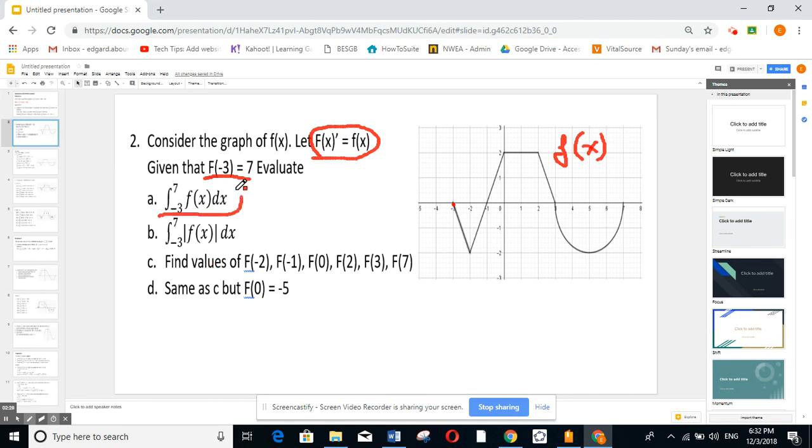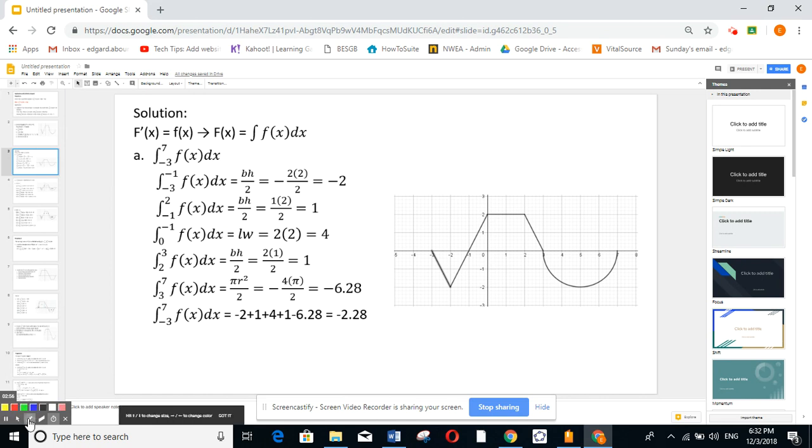What does this mean graphically? Since they didn't ask me about the primitive at a point, big F of a point, they want only the integral from minus 3 till 7 of f of x dx. Graphically, this means the area bounded between f of x, the x-axis, and the two lines from minus 3 till 7. Since I have a part below and a part above, I do each part alone. So let us see how we solve it.